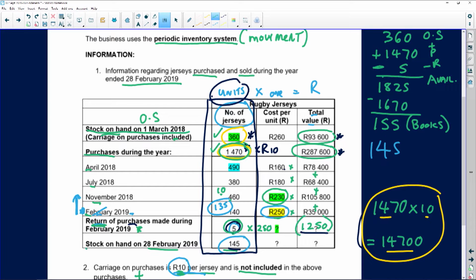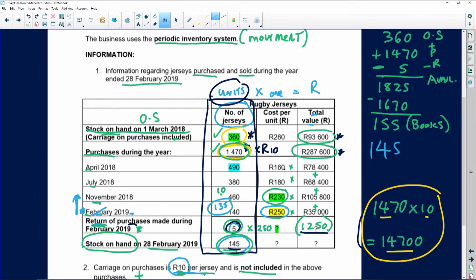But when we did a physical stock on hand, when we counted our stock, remember periodic system, you're going to have to do a physical stock count. So when I did a physical stock count, there's only 145 jerseys. Okay, so clearly I can see I should have 155. I only have 145, which means there are 10 jerseys missing. Okay, you guys with me? 10 jerseys that are missing.